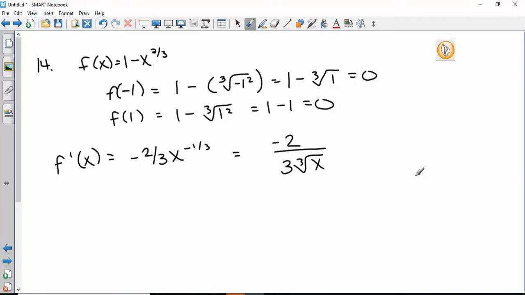That's negative 2 over 3 cube root of x. If you set that equal to 0, you get negative 2 equals 0, which doesn't work. So I want to know, why doesn't this contradict Rolle's theorem? Rolle's theorem tells us that if the endpoints are equal, which these were, somewhere the derivative is 0. So why didn't that work?